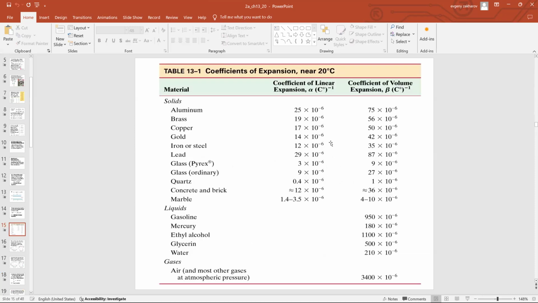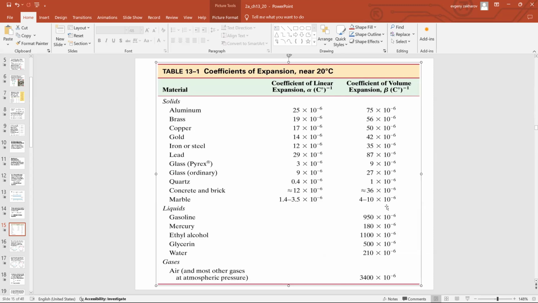Yeah, this is the table that you can find in your textbook. Those are the coefficients of expansion. So it's either linear expansion or volume expansion. I'm pretty sure for the classroom discussion and homework, we're going to use just the linear expansion. We're going to keep it 1 dimensional. But if for some reason you need the volume expansion, then here is the table for those coefficients as well.